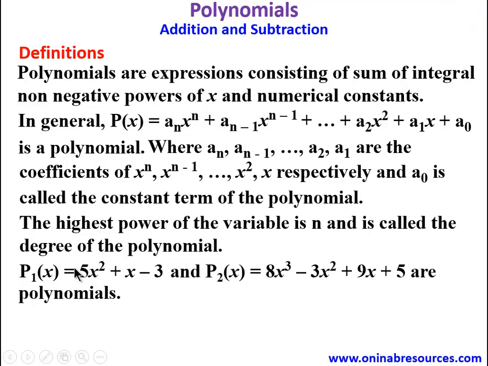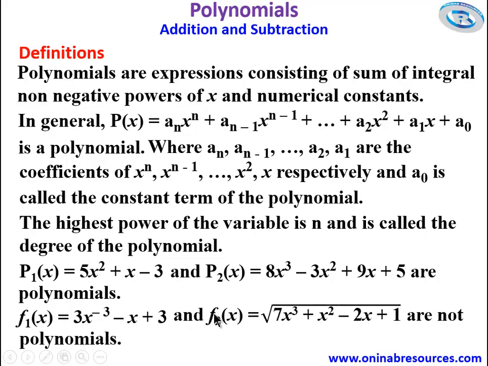Now, p1 of x is equal to 5x squared plus x minus 3, and p2 of x is equal to 8x raised to power 3 minus 3x squared plus 9x plus 5 are polynomials. And also, f1 of x equal to 3x raised to power negative 3 minus x plus 3, and f2 of x equal to square root of 7x cubed plus x squared minus 2x plus 1 are not polynomials.